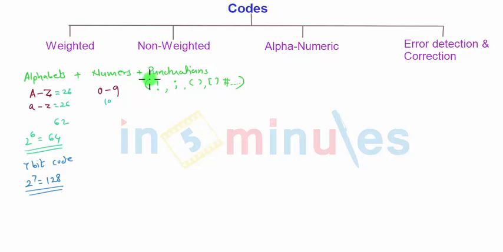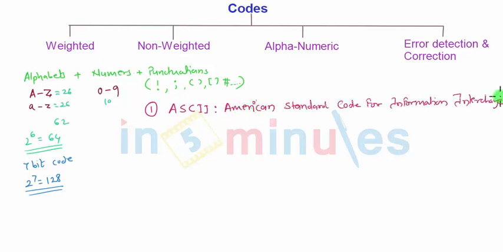Therefore these alphanumeric codes are broadly categorized into 2 parts. The very first code is ASCII code. ASCII stands for American Standard Code for Information Interchange, and it is pronounced as ASCII. This is a worldwide accepted standard character encoding scheme introduced in 1963, widely used in many computer systems, and basically it's a 7-bit code as I said.